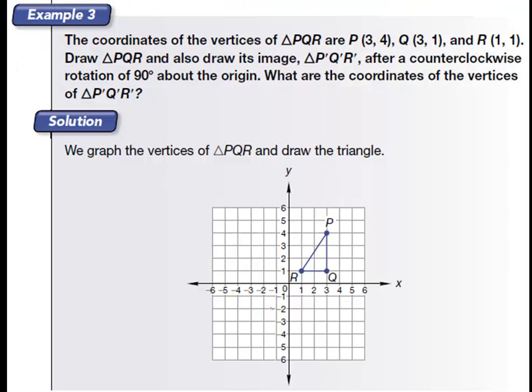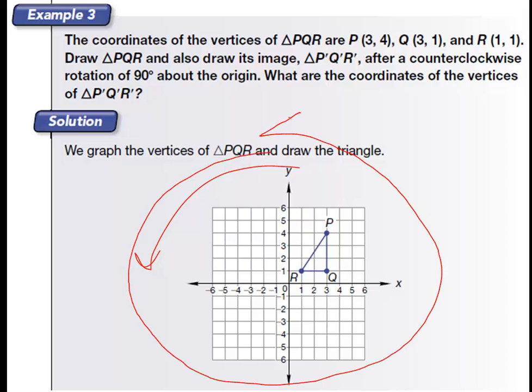Okay, so let's see if we can figure this out together. Here we got the coordinates 3, 4, and 3, 1, and 1, 1. We draw the triangle, and we want to create this image. It says, draw its image after a counterclockwise rotation of 90 degrees. So we know we're going counterclockwise, but how much is 90 degrees? Well, if you go all the way around, that's 360, and 360 divided by 4 is 90. So each one of these turns is 90 degrees, correct?